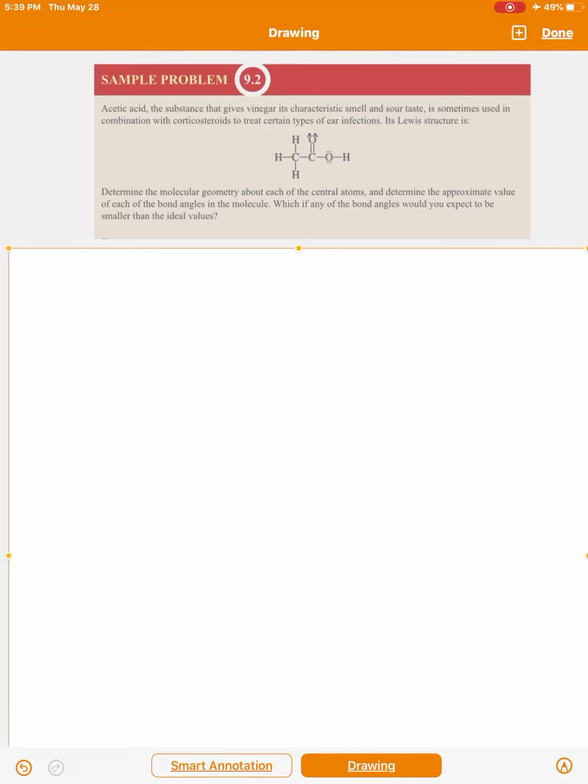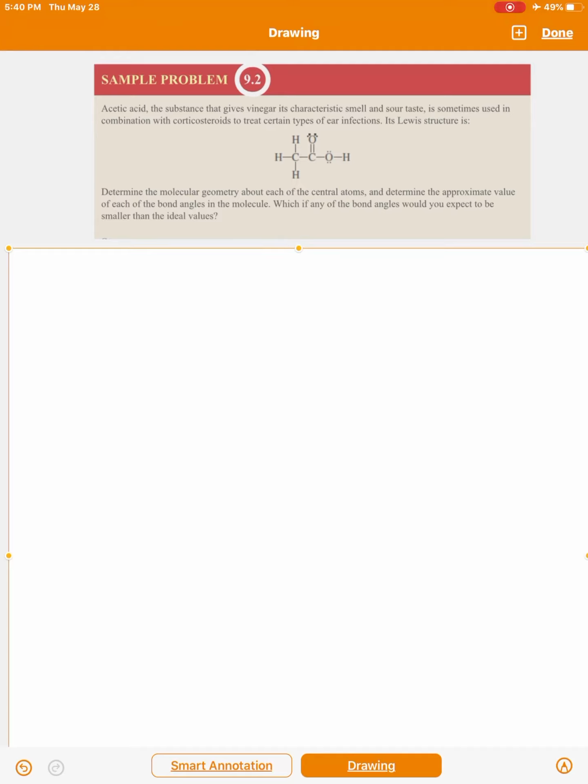Sample problem 9.2. Acetic acid, the substance that gives vinegar its characteristic smell and sour taste, is sometimes used in combination with corticosteroids to treat certain types of ear infections. Its Lewis structure is given. Determine the molecular geometry about each of the central atoms and determine the approximate value of each bond angle in the molecule. What, if any, bond angles would you expect to be smaller than the ideal values?